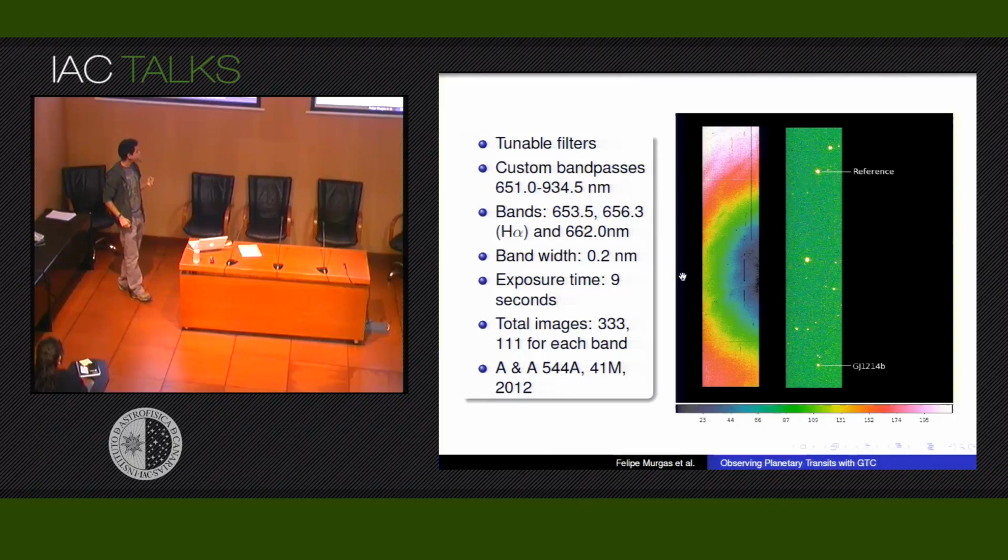Then we cycled the filters. We took images in one of the continuum bands, then H alpha, and then the next continuum. So we have 333 images, 111 for each band. For more details, this is a paper that came out this year with the results. You can read that to know the reduction process and the analysis.